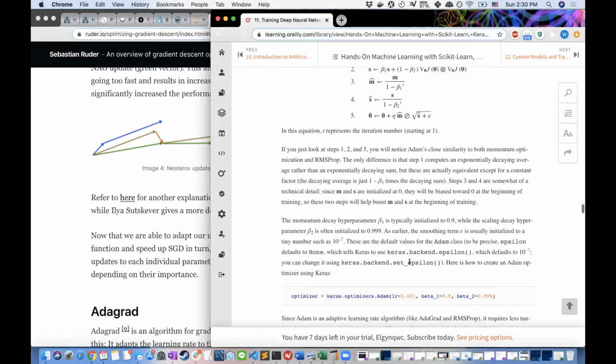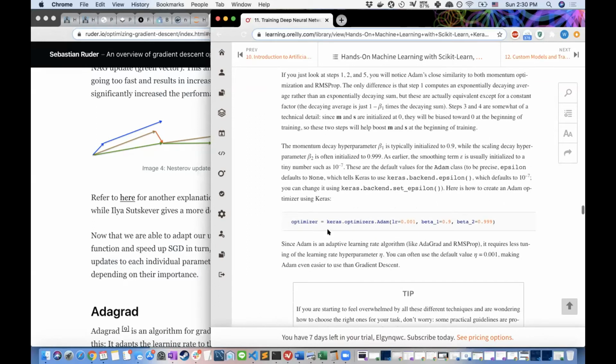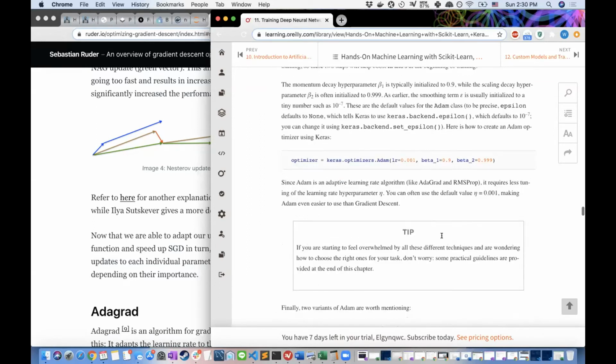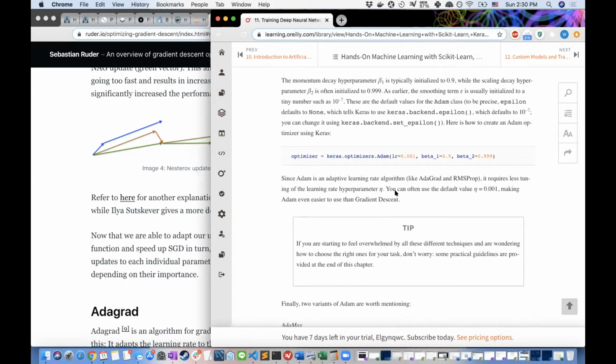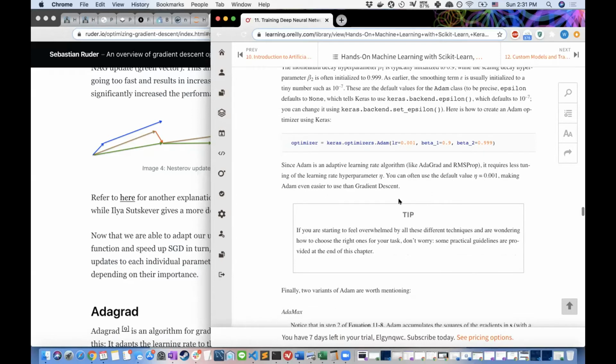Create an Adam optimizer using Keras right here. And since Adam is an adaptive learning rate algorithm, just like AdaGrad and RMSProp, it requires less tuning of the learning rate hyperparameter eta. You can often use the default value eta equals 0.001, making Adam even easier to use than gradient descent.